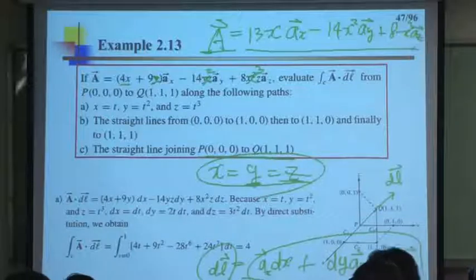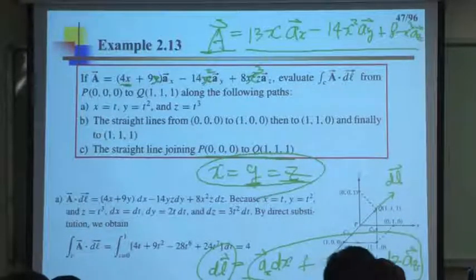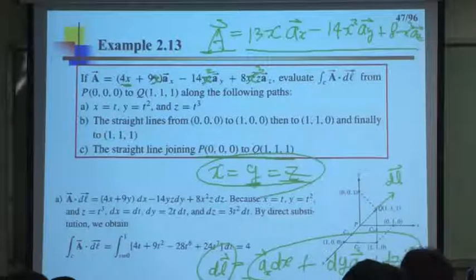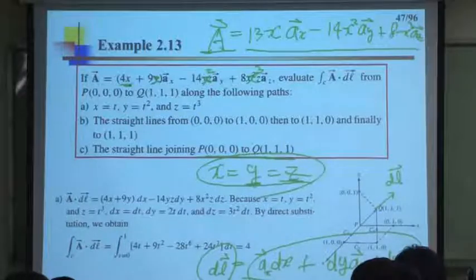Originally you had three independent variables x, y, z, but x, y, z are merged into x. So you only have one variable. Only one variable, x, remains. Then now you can do it.